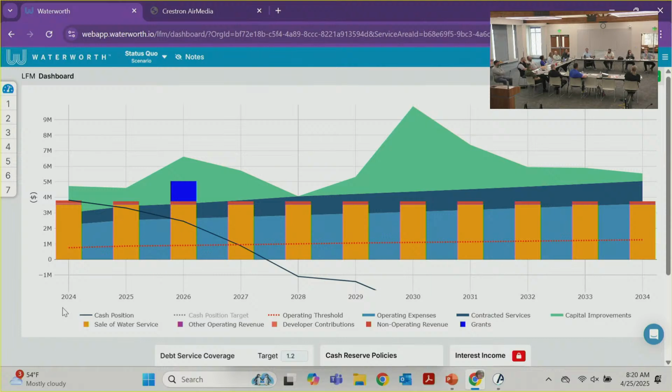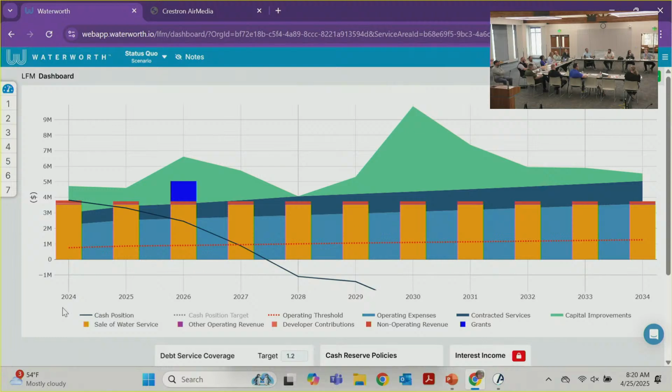Is this over time, or is this just a snapshot? I know you already said that, but tell me, how much of the look back is this to show that we're not capturing? So this is from 2024 forward. So 24 actuals, 25 budget, and then projecting from there.